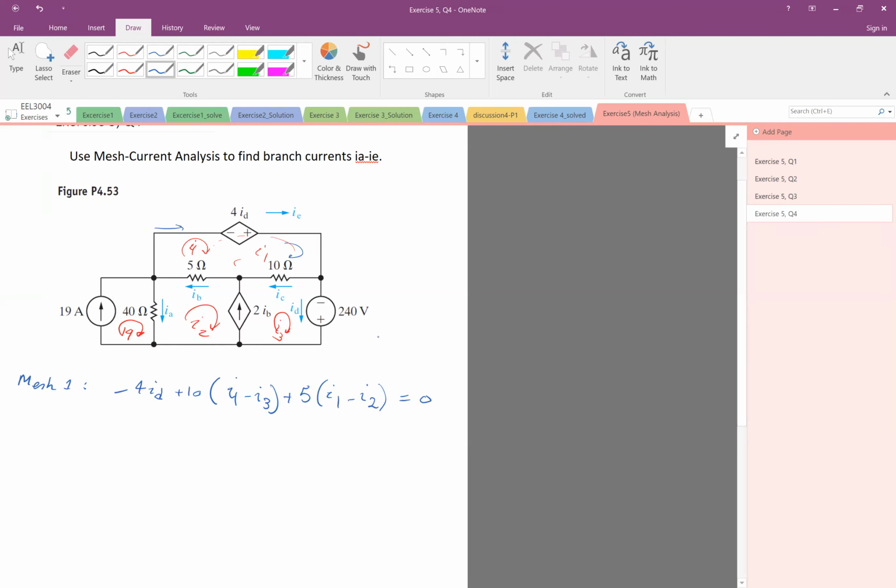Okay, very good. And so that was mesh 1. Now, when I look at mesh 2, I see a current source here, and its current source is shared by 2 adjacent meshes. So in this case, as we saw in other examples as well, we can consider a super mesh. So we go around basically this. Anyway, so let's do the super mesh.